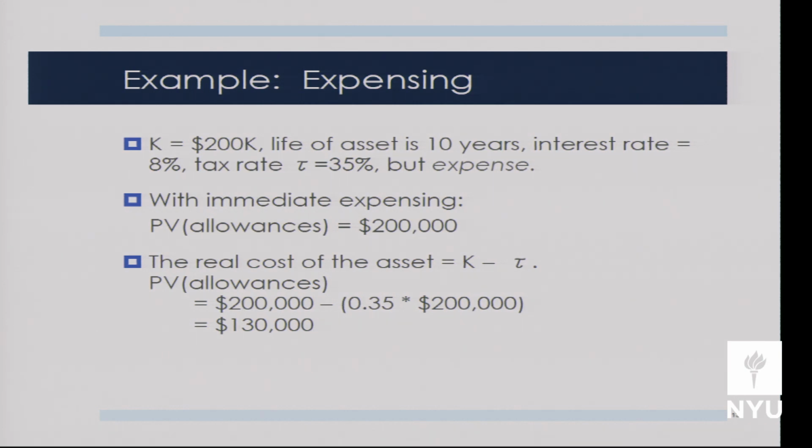Expensing means you get the full PDV. The PDV of expensing is the amount of the good, so $200,000. So what's the real cost of this good now? It's $200,000 less $200,000 times 35%, which is $70,000. $200,000 less $70,000 is $130,000. Expensing makes this good cheapest of all.